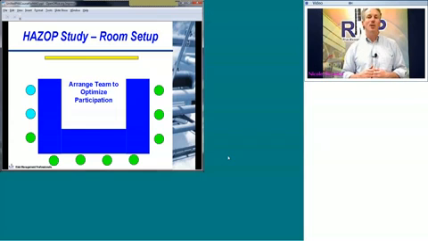In a similar way, if there are a lot of sidebar conversations... I've had HAZOP studies on systems that are so contentious and of so much interest from a project perspective that I've had over 30 people in the room. In a situation like that, there's no way you can draw everybody into the conversation. You never get anything done.